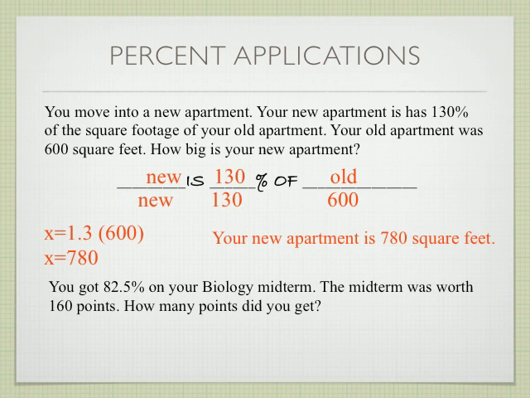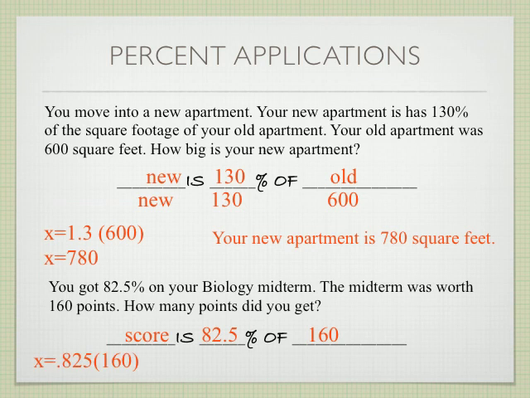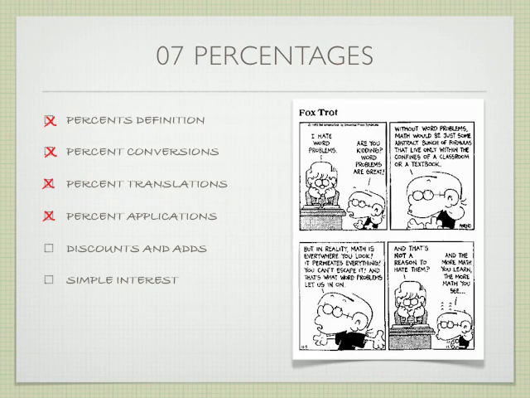You got 82.5% on your biology midterm. The midterm was worth 160 points. So my score is 82.5% of 160. Change to the decimal form. And I get x equals 132, so I got 132 points. Okay, those are the applications. So just be careful on where you put the numbers and make sure that your answer makes sense.